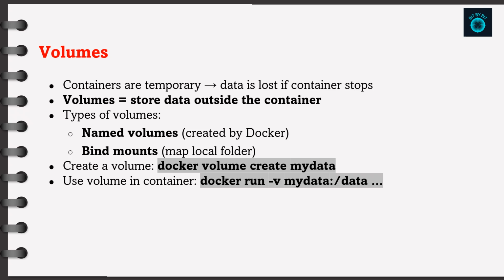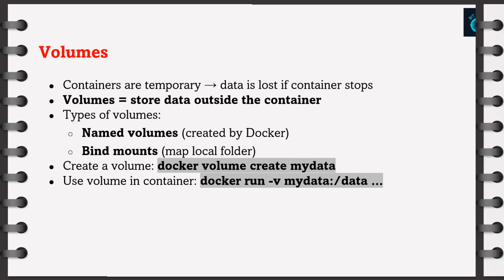To create a named volume, we use docker volume create mydata. Then, when we run a container, we can attach that volume using docker run -v mydata:/data image-name. This means mount the volume called mydata into the container at the folder /data. From now on, anything saved in /data inside the container will stay in the volume, even if the container is deleted.